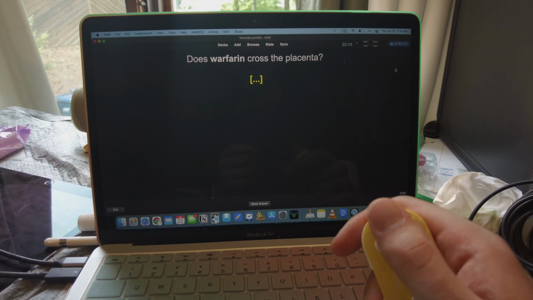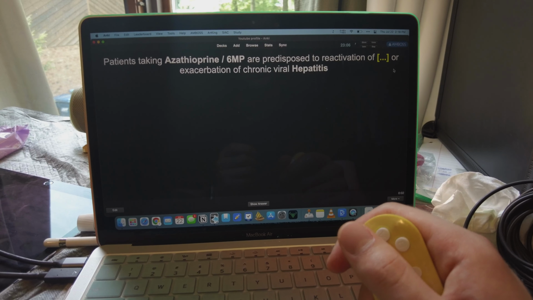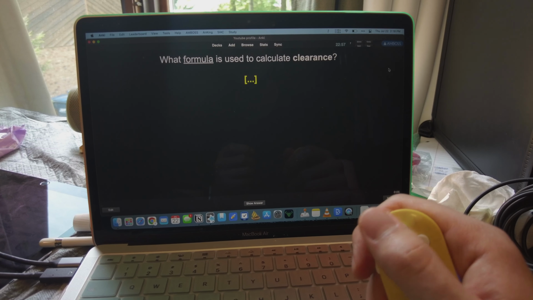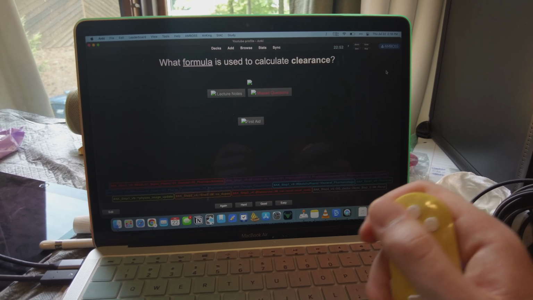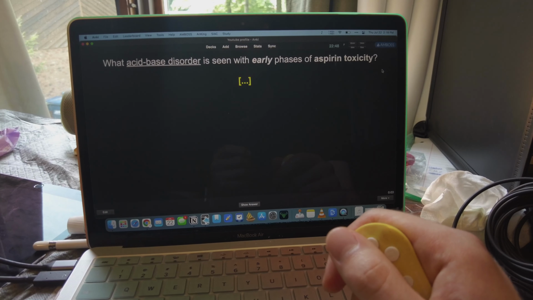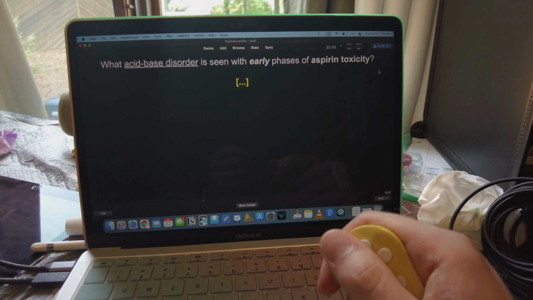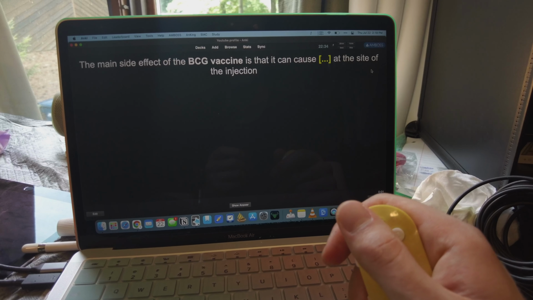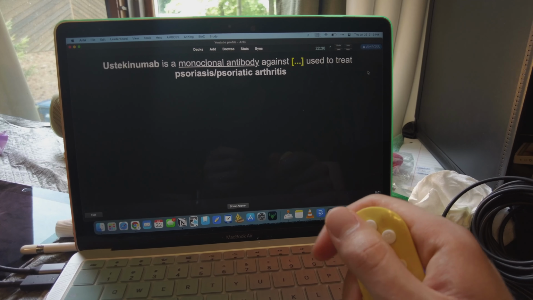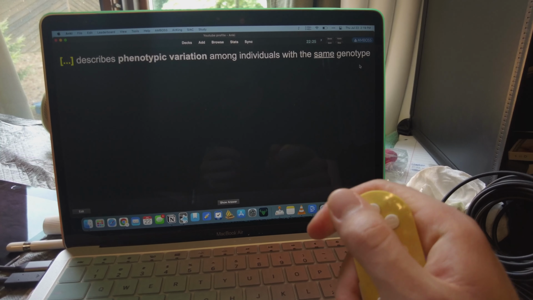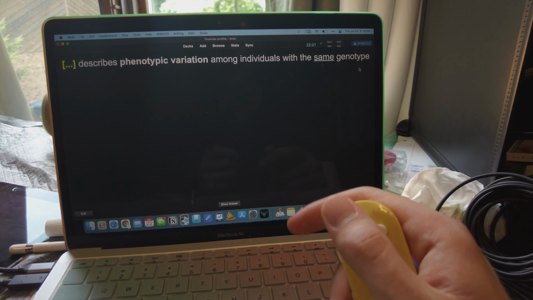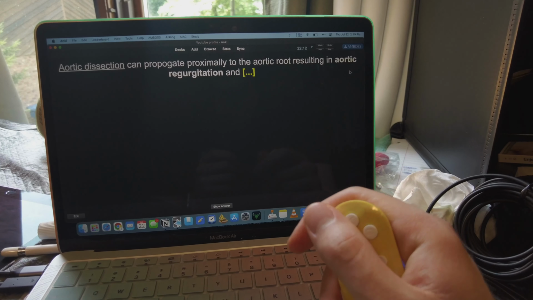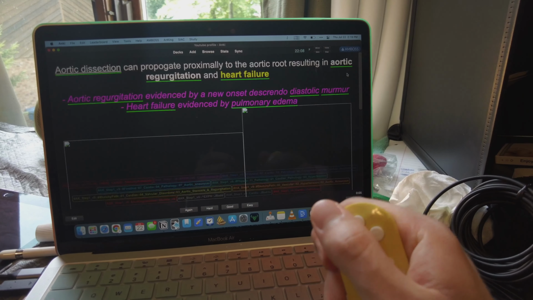Hypertension. Yes. Herpes zoster, yep. Rate of elimination over the plasma concentration. Yep. Respiratory alkalosis, yep. Keloids, IL-12/23, hepatic gluconeogenesis. Variable expressivity, dermatitis, jaw. Heart failure.